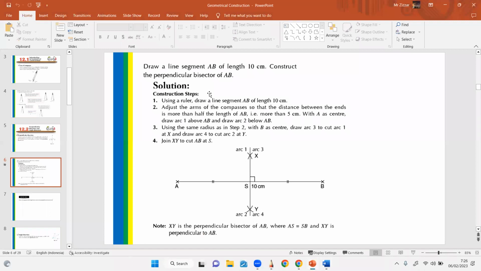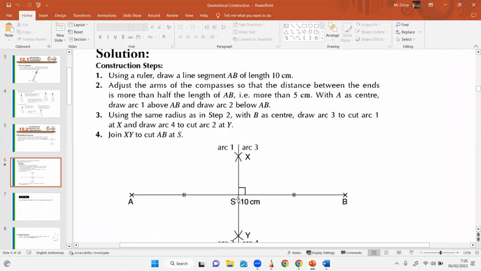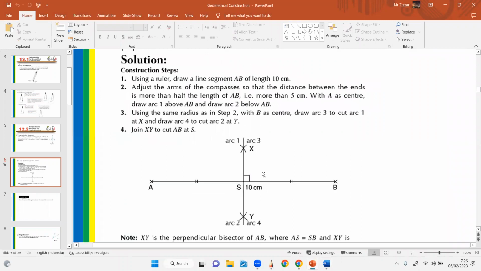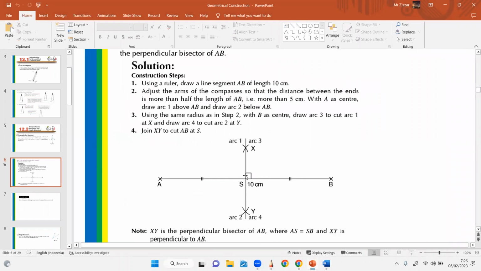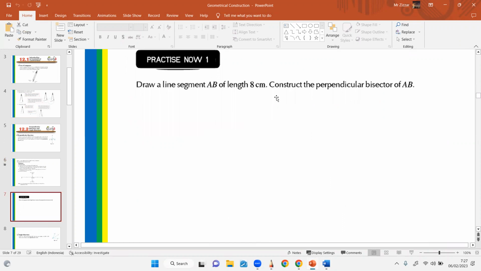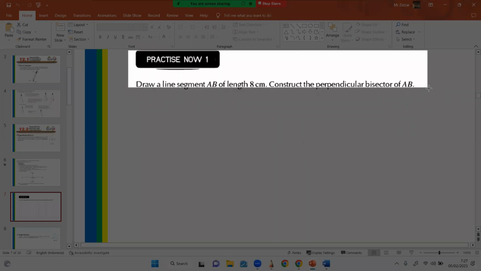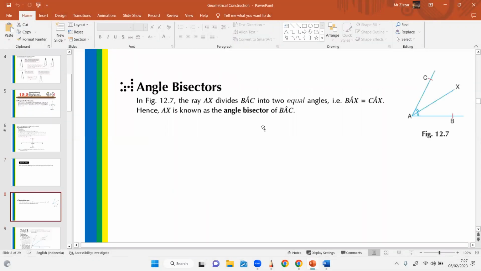Okay, next slide. So this is very simple. It's 5 cm, 5 cm, and then the perpendicular bisector. You can use the letter S here. What is S? Any letter, it can be anything. It's the meeting point between AB and the perpendicular bisector, the midpoint of AB. Now draw yourself, practice now. Draw the line segment AB of length 8 cm and construct the perpendicular bisector of AB.